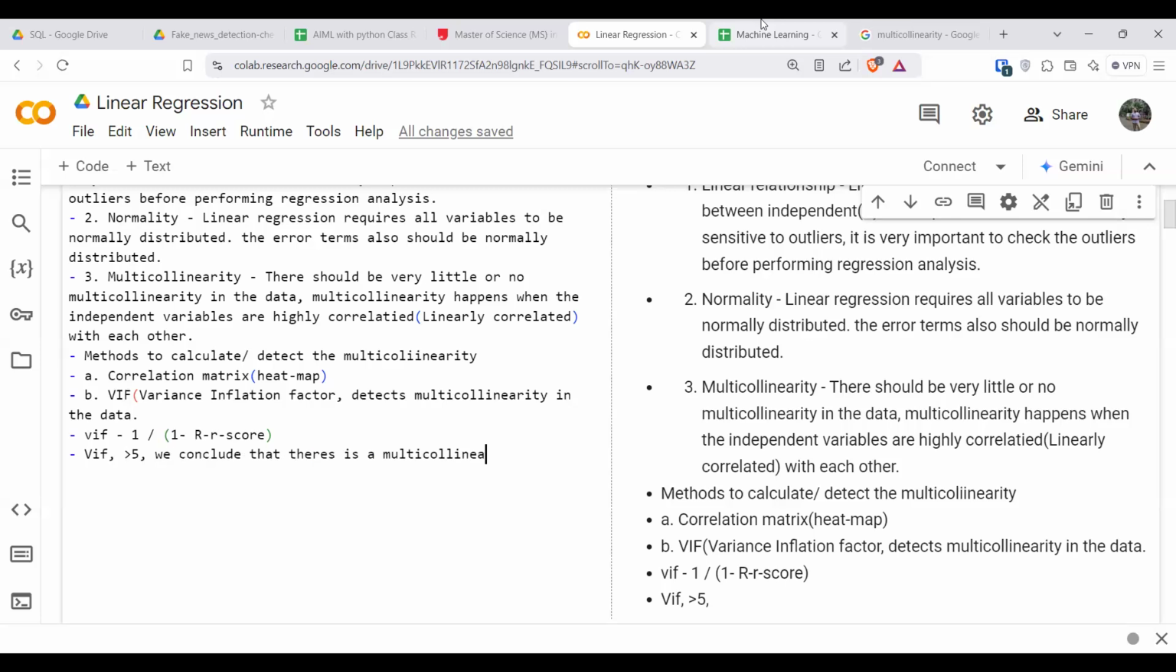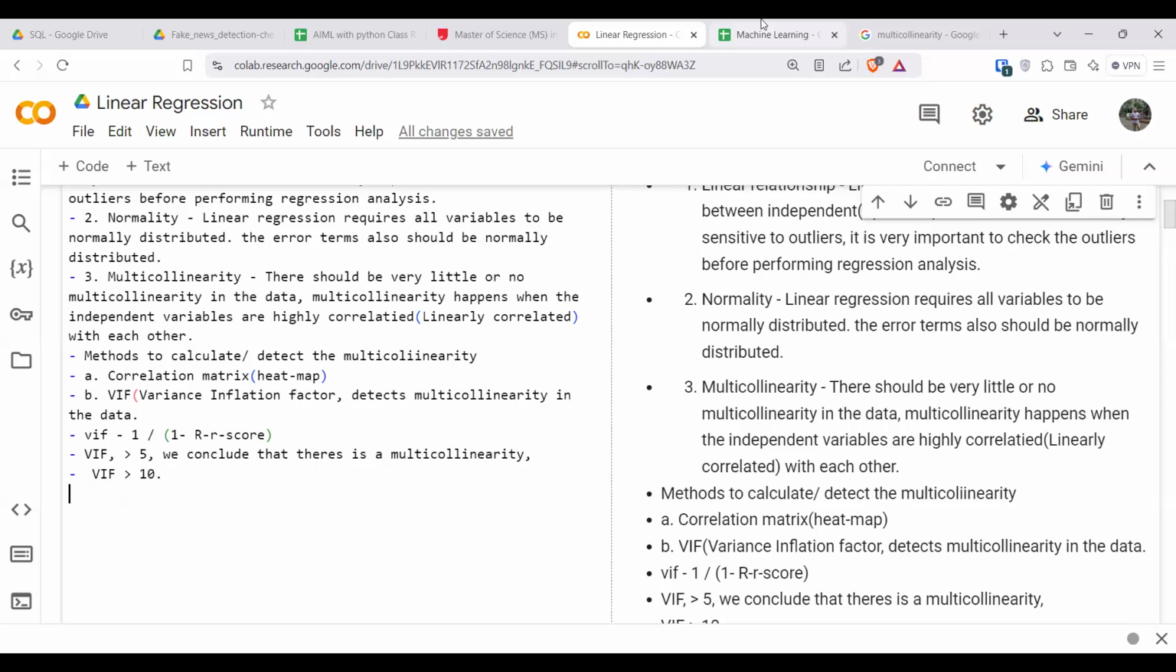Some people follow this notion of taking VIF greater than 10, but that's not a hard and fast rule. If VIF is greater than 5, it means it is a serious problem, right? And some people follow the notion of VIF greater than 10 for multicollinearity, right? But at ground level, there is no hard and fast rule for the VIF value. I suggest you consider VIF greater than 5 as multicollinearity in the data, to be on the safer side.